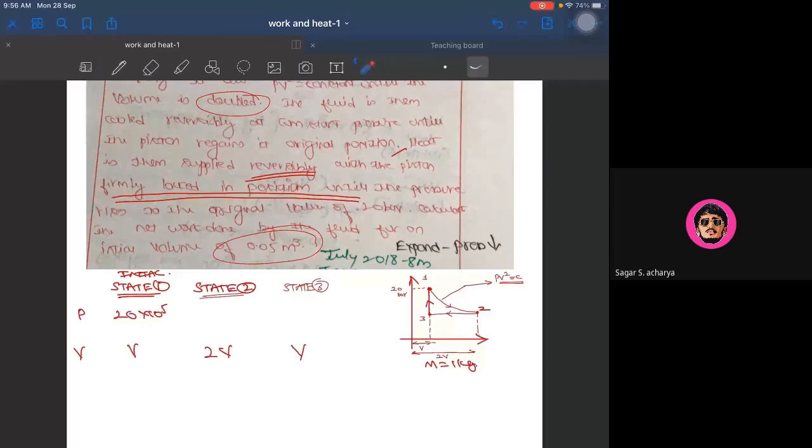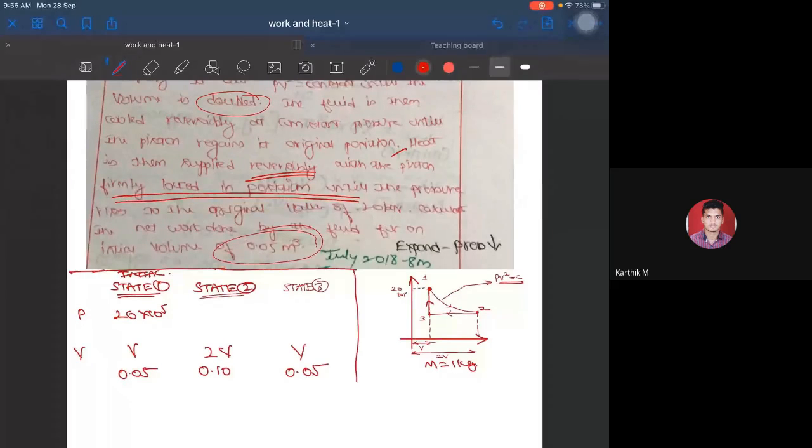So it is 0.05 meter cube. So if it is 0.05 meter cube in the state 1, it's double in the state 2. That means it is 0.10. Can I just write it directly as 0.1? Yes. So if it is 0.05, again in the state 3 also it is 0.05. Okay. So here completes your complete data extraction from the problem.